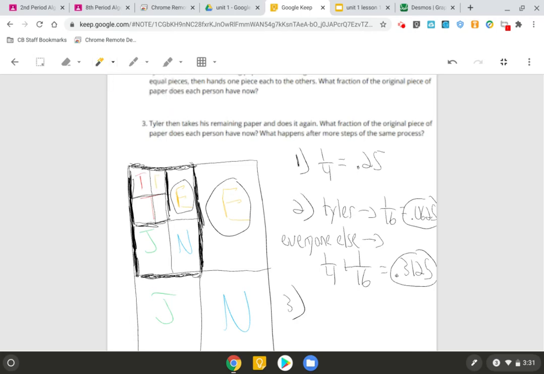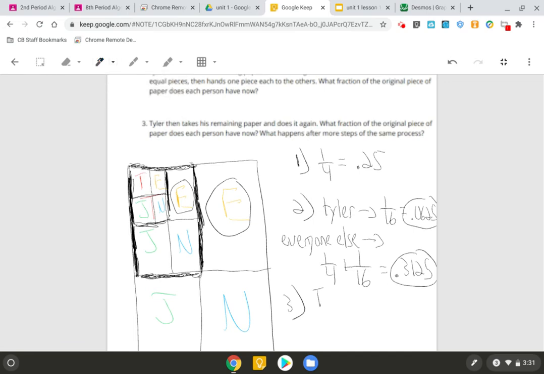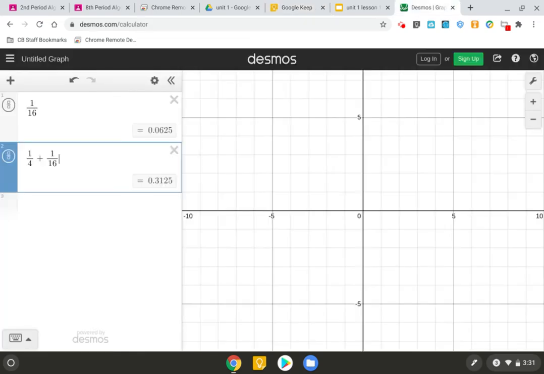one piece to Elena, one piece to Jada, and one piece to Noah. Okay. So now he has a quarter of that piece left. Okay. So now he has that 16th of a piece from before. And he's divided the 16th into quarters.